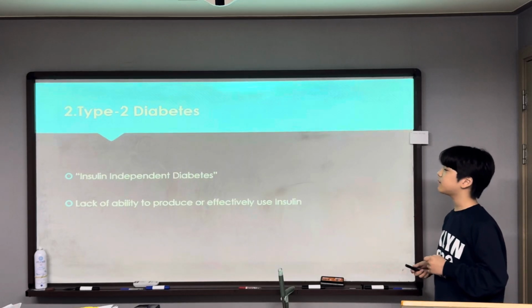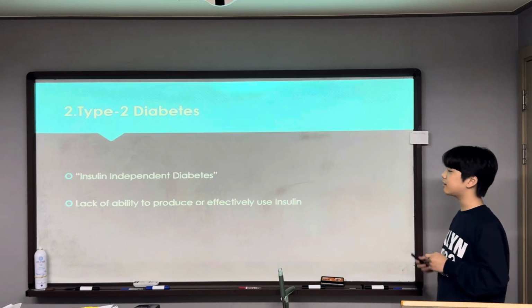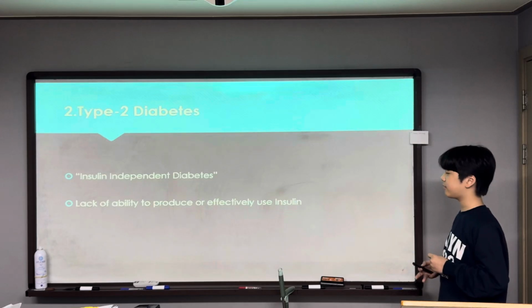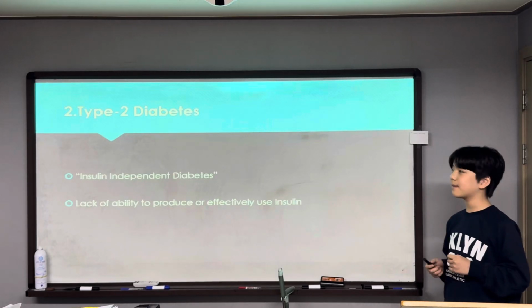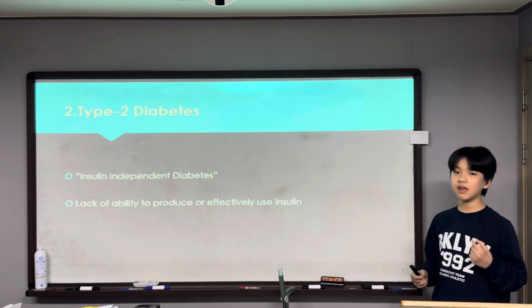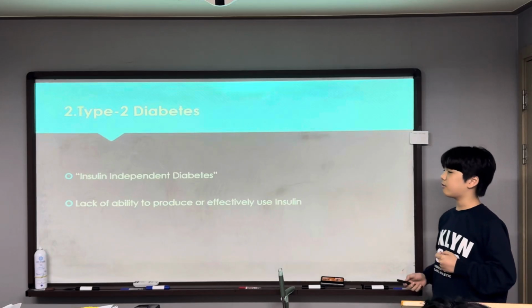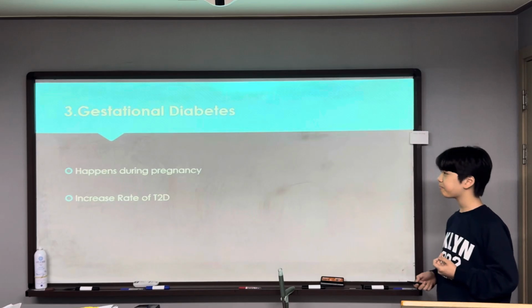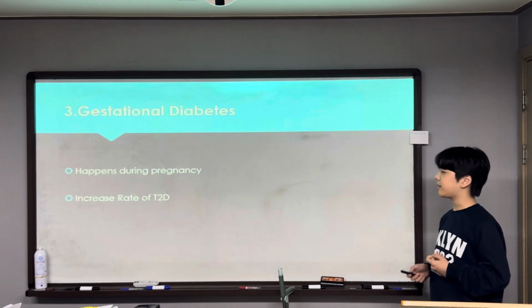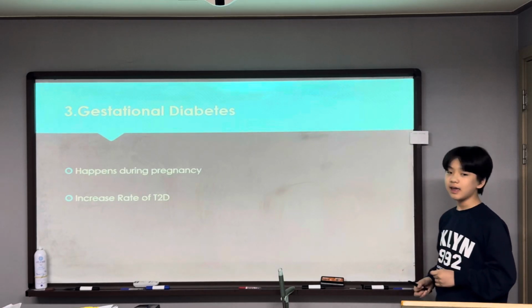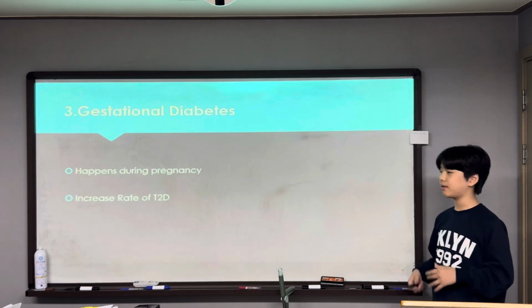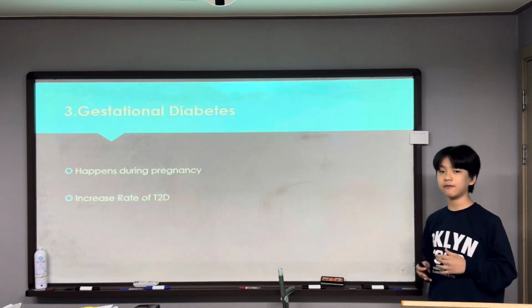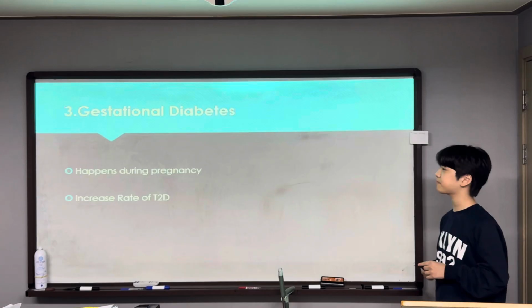Next is type 2 diabetes. It is also known as insulin-independent diabetes, and it is caused by a lack of ability to produce or effectively use insulin. So I can compare type 1 diabetes and type 2 diabetes as type 1 for a dead person and type 2 for a person in a vegetative state. Last is gestational diabetes. It happens during women's pregnancy, and it goes away after you give your child birth, but it often increases your rate of getting type 2 diabetes.